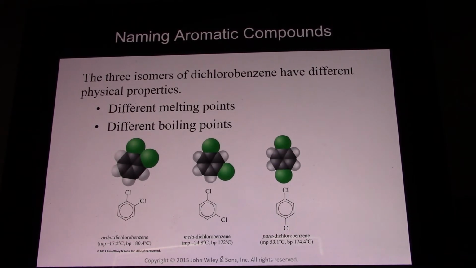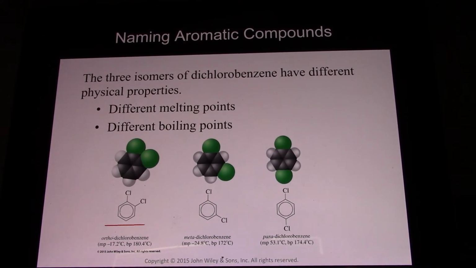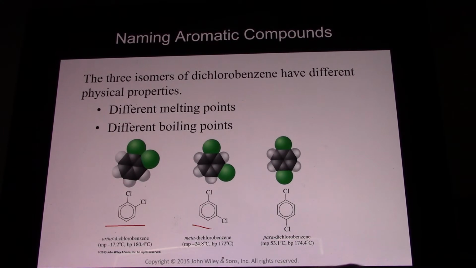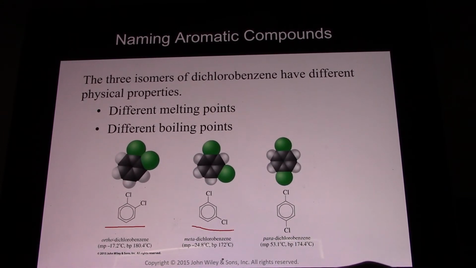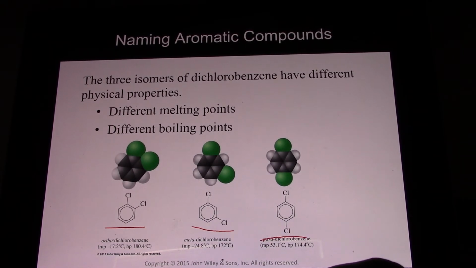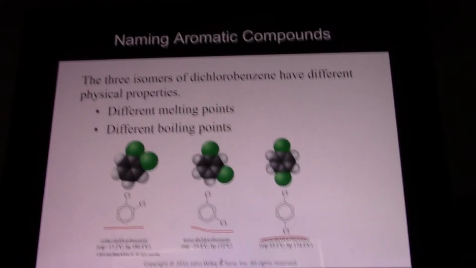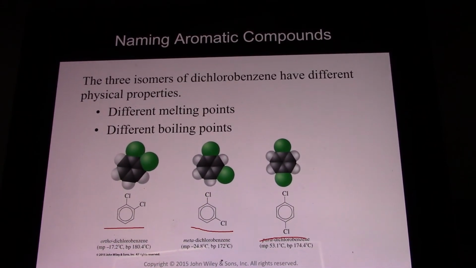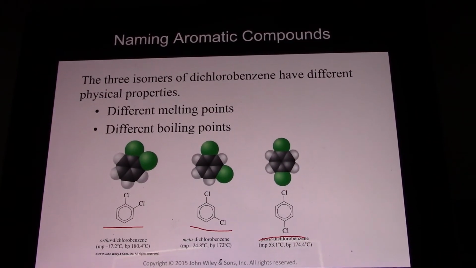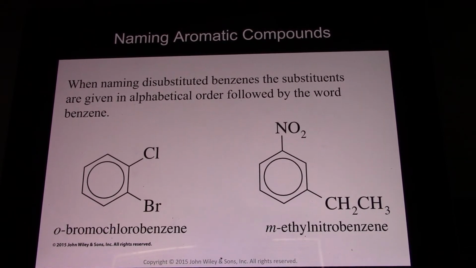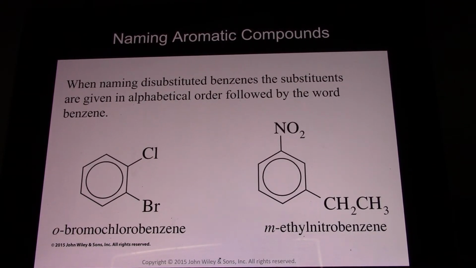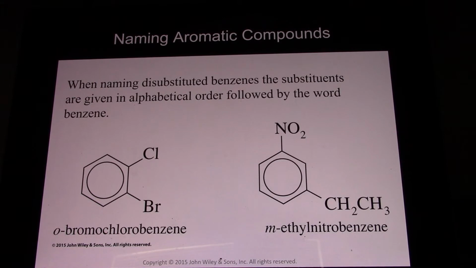Here we see ortho-dichlorobenzene, because they're right next to each other. Meta-dichlorobenzene, because they're 1,3 to each other instead of 1,2. And para-dichlorobenzene, they're 1,4. They're para to each other. And notice they all have different boiling points. They all have different melting points. They are different chemicals. When naming disubstituted benzenes, the substituents are given in alphabetical order, followed by the word benzene.